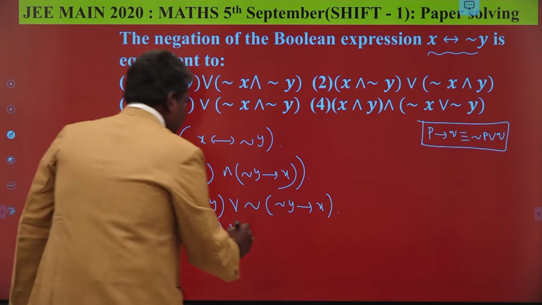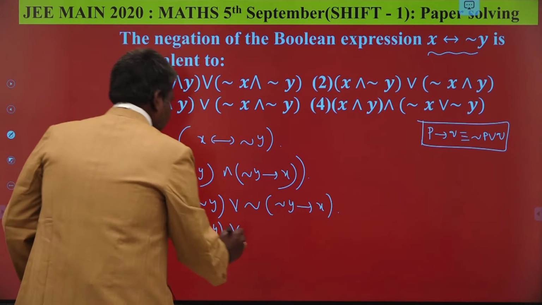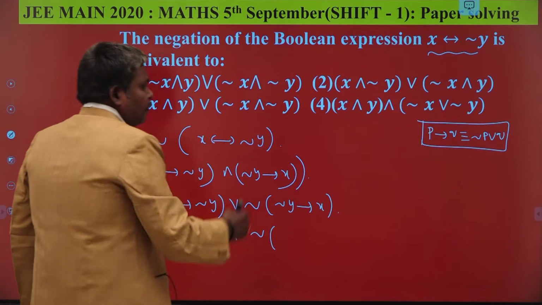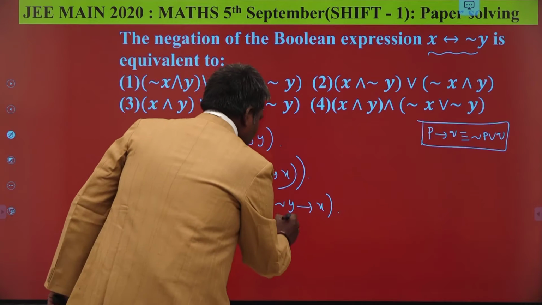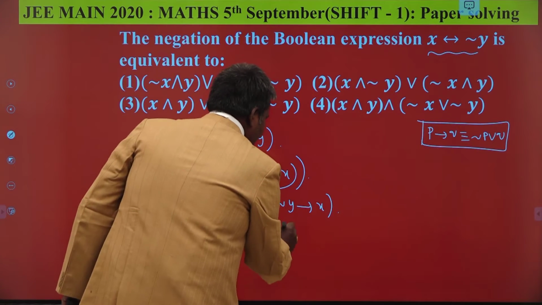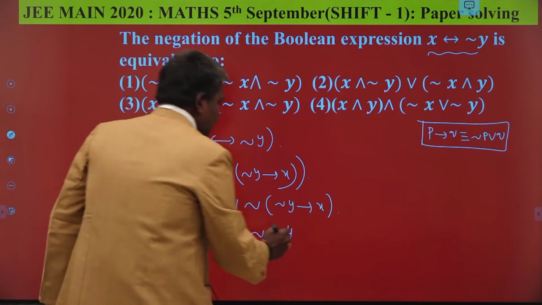Or this is what now? Negation of P implies q means negation of P or q. Negation of P means here y. Negation of y means y or x.